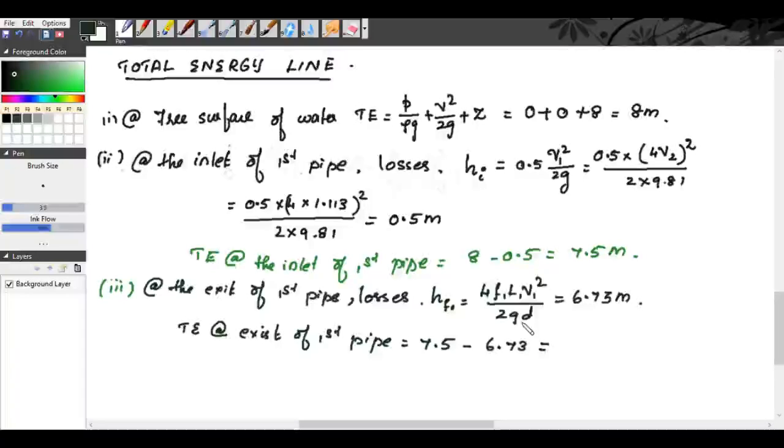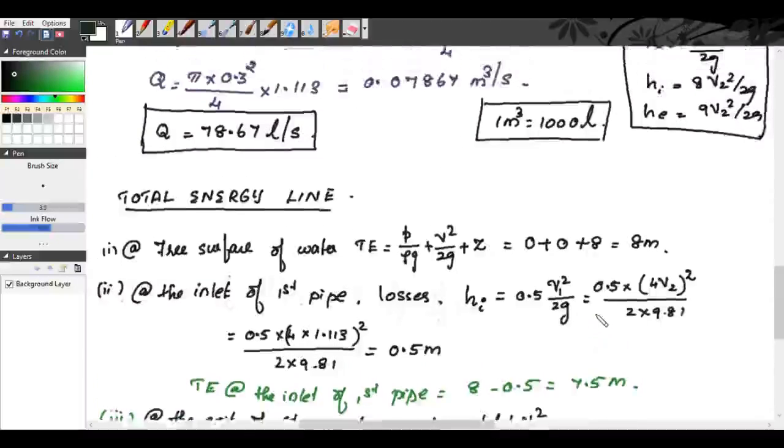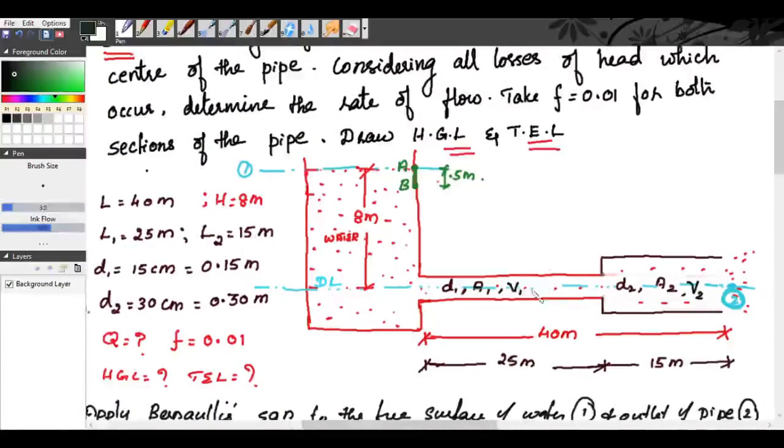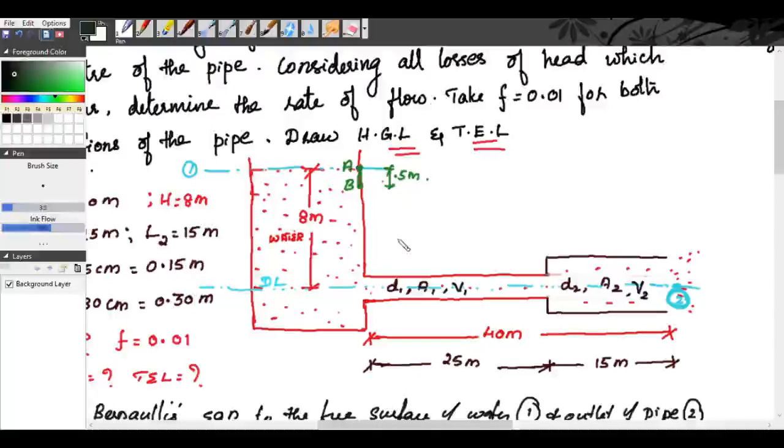So 7.5 minus 6.73. We get 0.77 meter. So from this you can subtract 6.73, or from the datum line you can take it as 0.77.